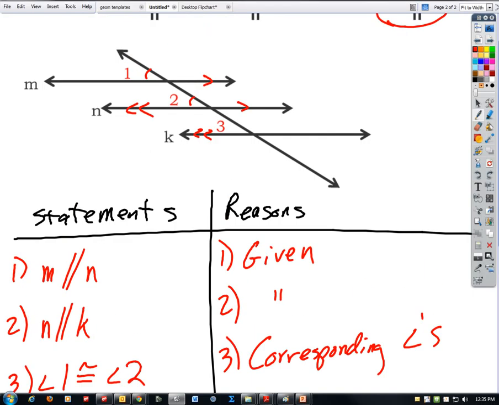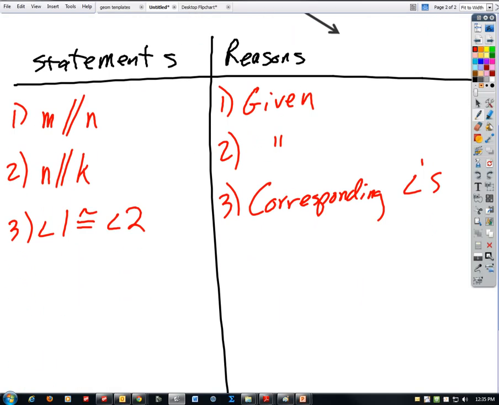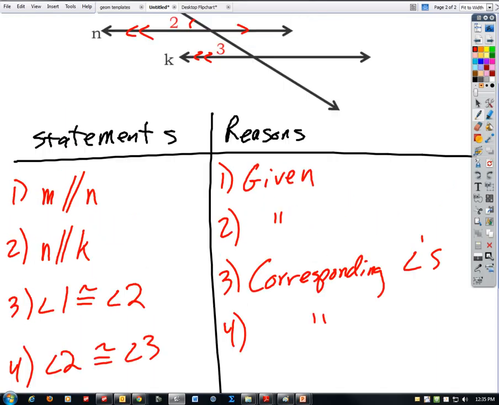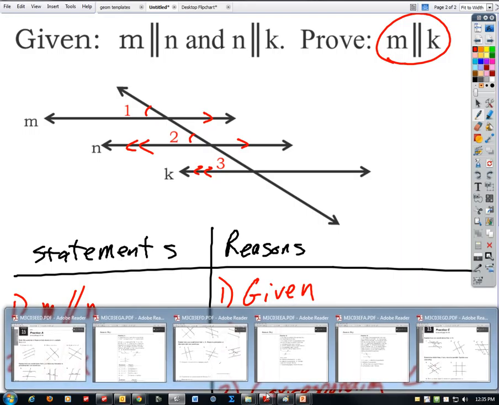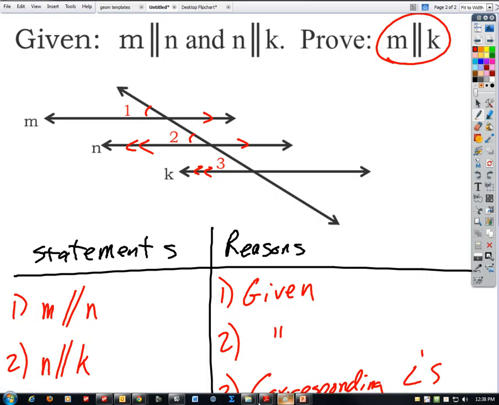Angle 2 is congruent to angle 3 for the same reason, isn't it? So we know 2 and 3 are congruent for the same reason. Okay, now this is one that's a little bit different. If we know that angle 1 is congruent to angle 2, and angle 2 is congruent to angle 3, I pull up this list of reasons here, which is where... Oh, did I delete that already? I think I did. Darn it.